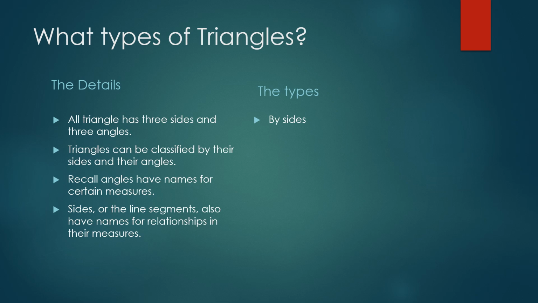There are three different ways you can classify a triangle by its sides, because there are three sides. It can be scalene, isosceles, or equilateral. In the next slide, we'll talk about what each of those mean individually. By the angles, just like in the previous video, we have acute, right, and obtuse. When you have a triangle, you can use two words, one from sides and one from angles, to describe the triangle.